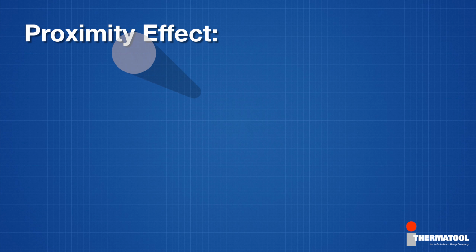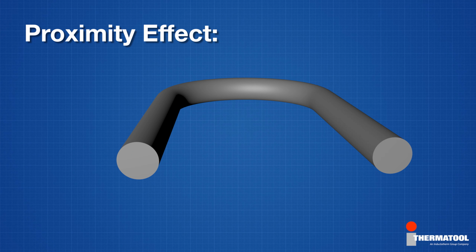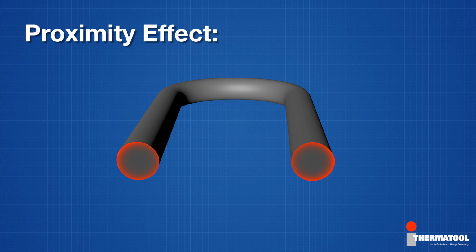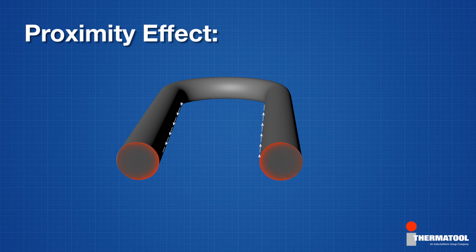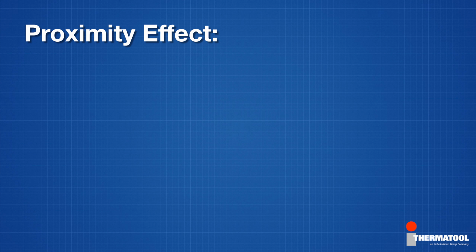The proximity effect can be illustrated if we take this straight conductor and bend it into a U shape. Imagine current flowing along the conductor, down one side and back the other. When the two sides of the U are far from each other, the current flows according to the skin effect only. However, when the two sides of the U are brought closer to each other, the current begins to concentrate on the sides closest to each other. The closer these two conductors are to each other, the higher the current density on the adjacent edges.